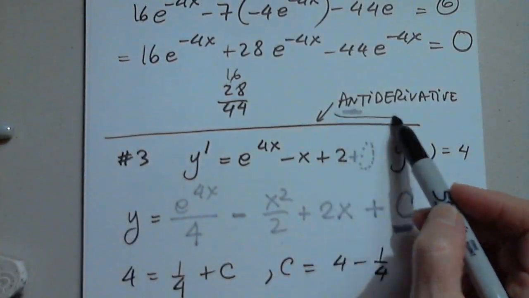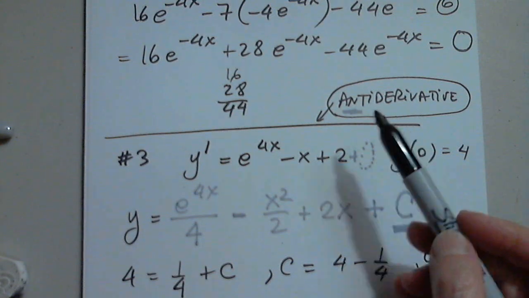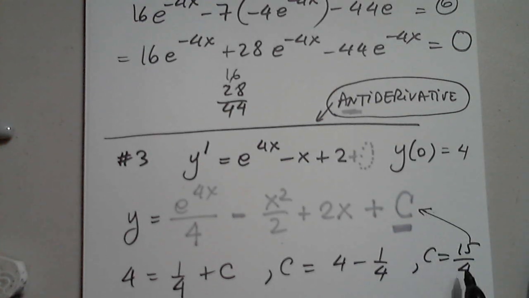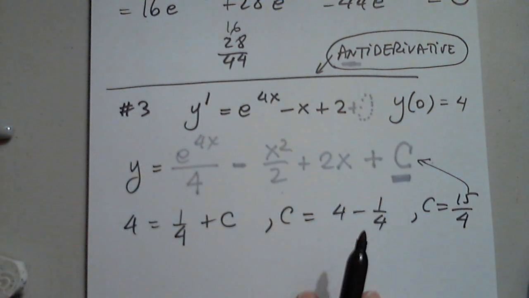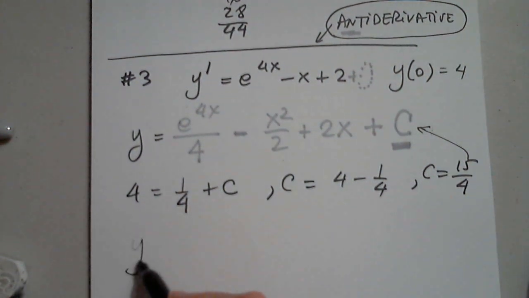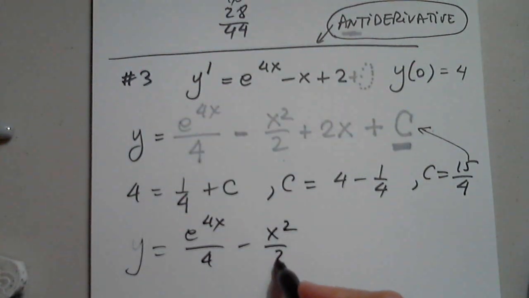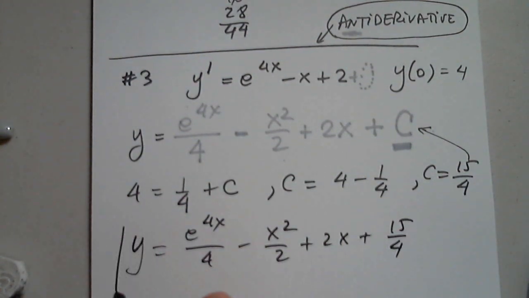So there is nothing different than what we determined in chapter 4. We are given the derivative. We're asked to find the function. I will copy everything, but I will replace C by 15/4. We've done this before in chapter 4. No different. So y equals e to 4x over 4 minus x squared over 2 plus 2x plus 15/4. This is it.